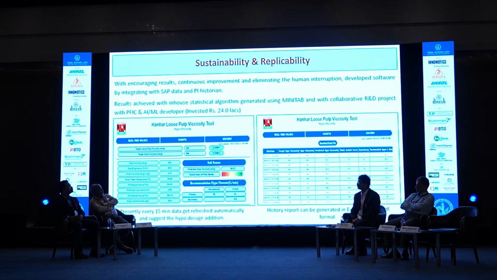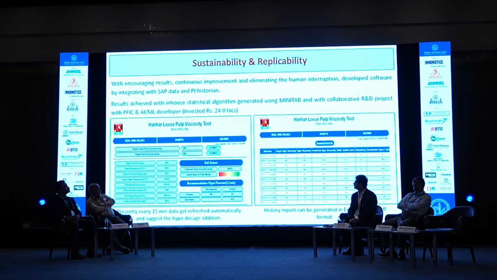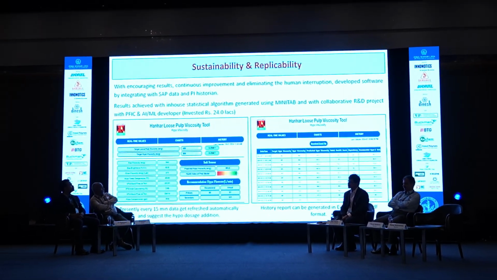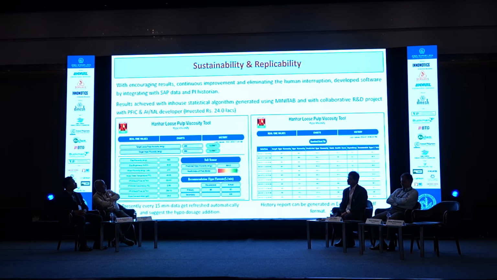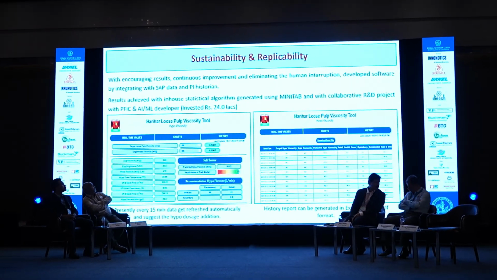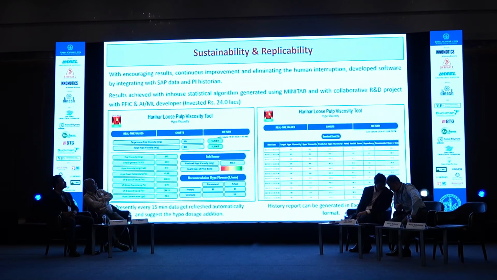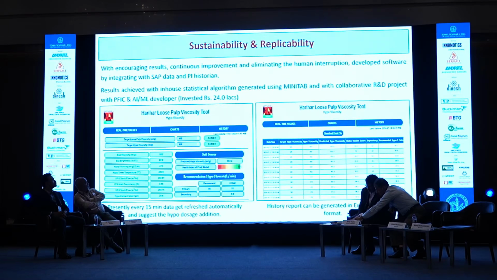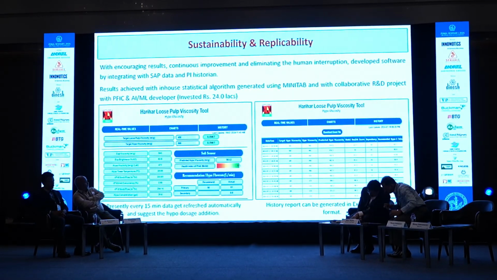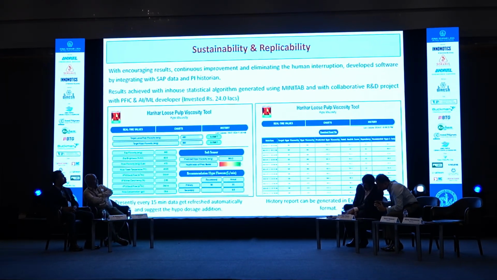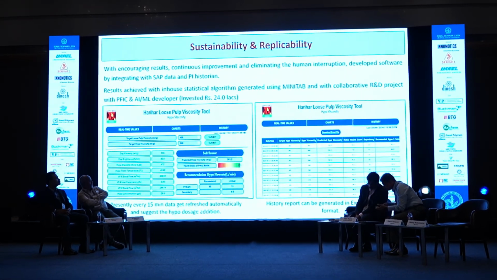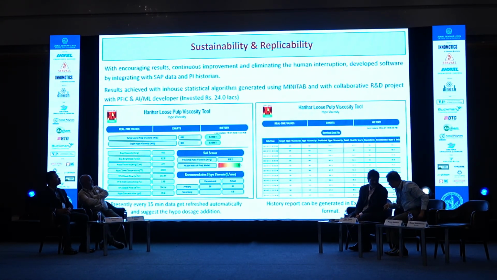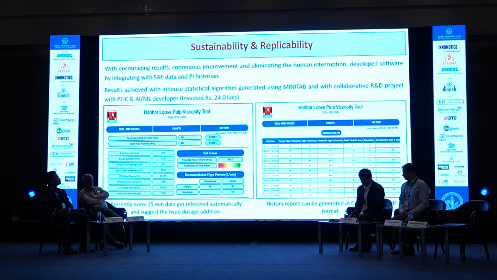To sustain this AI/ML model, we were earlier entering data manually in an Excel sheet. Now we have taken this data from SAP and the PI historian and connected it to our AI/ML model. It takes data online and predicts the required hypo dosage. Here you can see the recommended hypo dosage is 50, and the actual process value is 51.